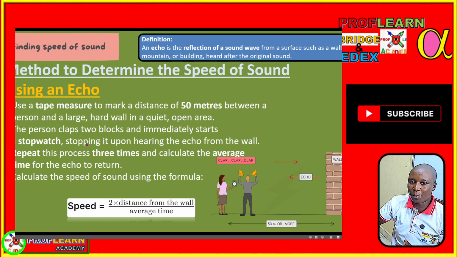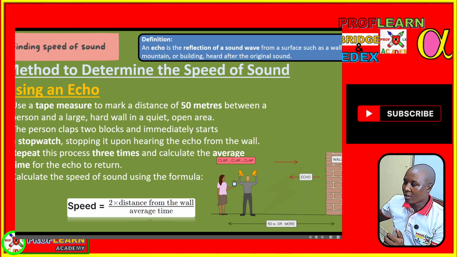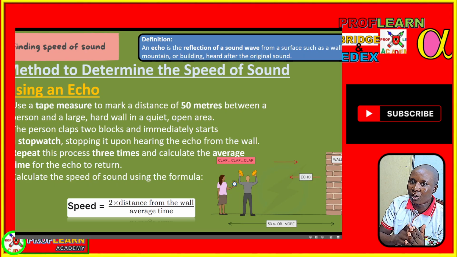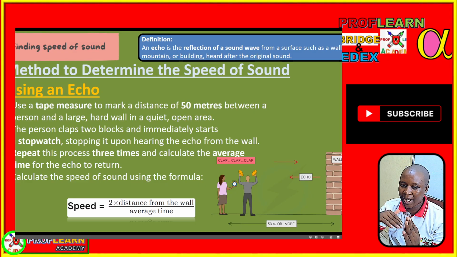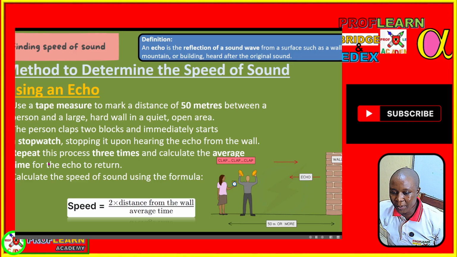You will start a stopwatch immediately the sound is produced. You listen. Once you hear the echo, you stop the stopwatch again. So you are timing how long sound takes to travel from where you are to the wall and back. Repeat this process 3 times and calculate the average time of echo return.